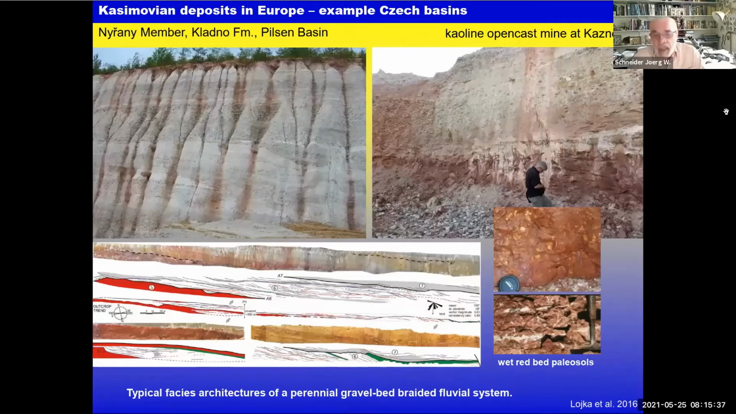Opluštil 2016 has investigated in much detail these deposits, the typical facies architectures of a perennial gravel-bed braided fluvial system with intercalated red beds of the floodplains with typical calcic soils. Next.